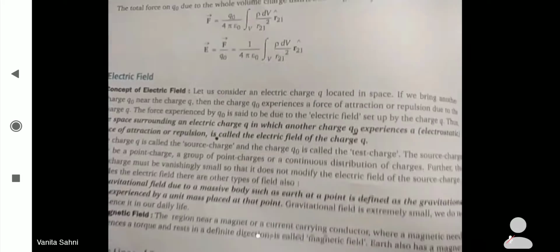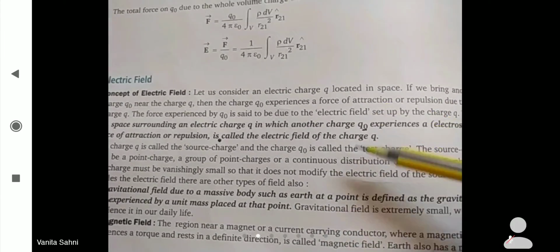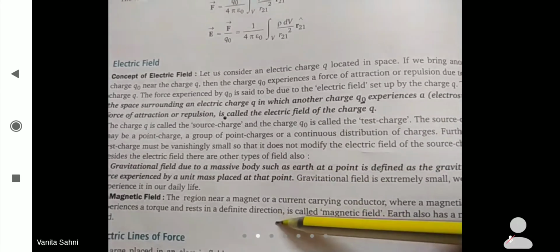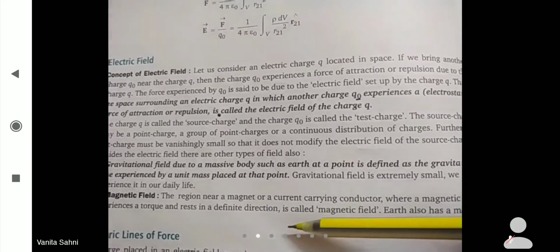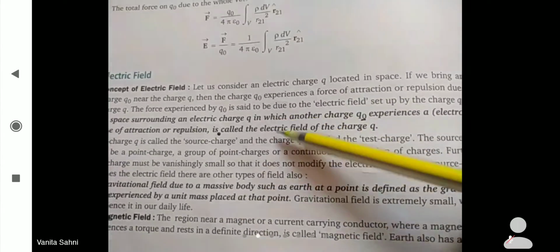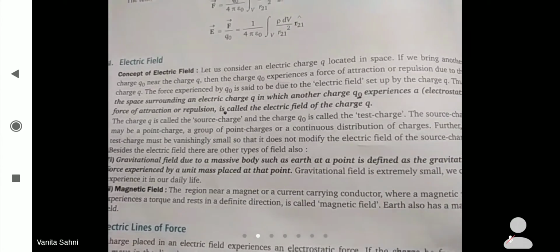Next topic is electric field, which we have discussed yesterday. Just like electric field, other fields are also existing like gravitational field, magnetic field. So field is always a region around the particle, whether it is a charged particle or having some mass or it's a magnet, within which its influence can be felt.